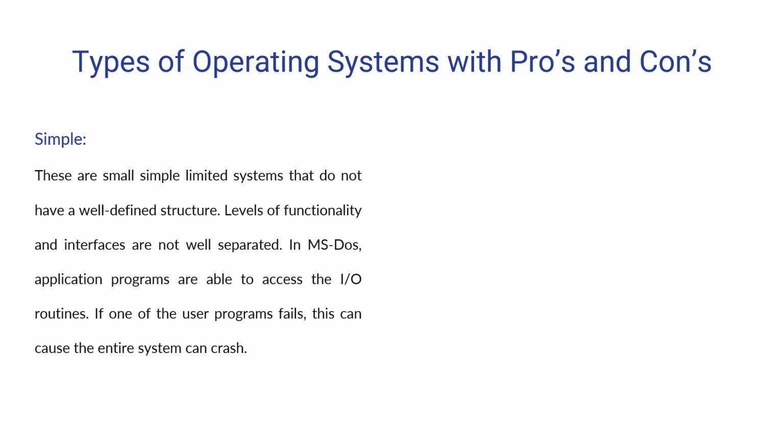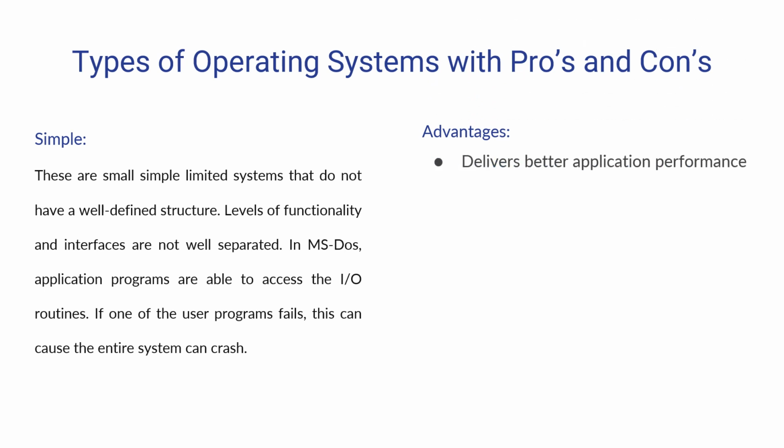Types of operating systems with pros and cons. The first type we have is simple. These are small, simple, limited systems that do not have a well-defined structure. The levels of functionality and interfaces are not very well separated. One example of this type is MS-DOS. In MS-DOS, application programs are able to access the I/O routines. If one of the user programs fails, this means that the entire system can crash.